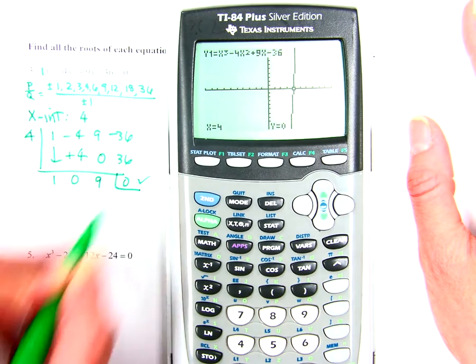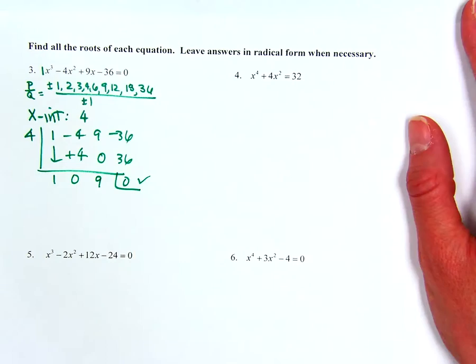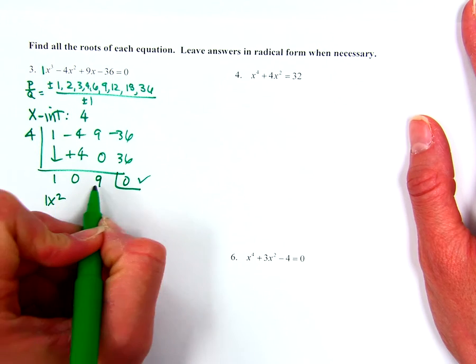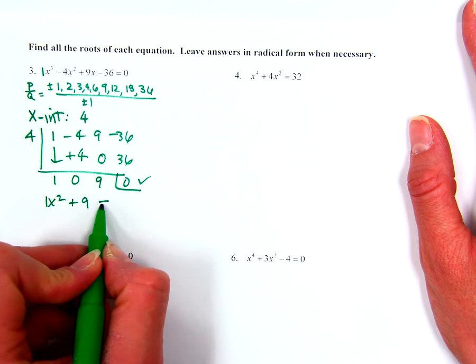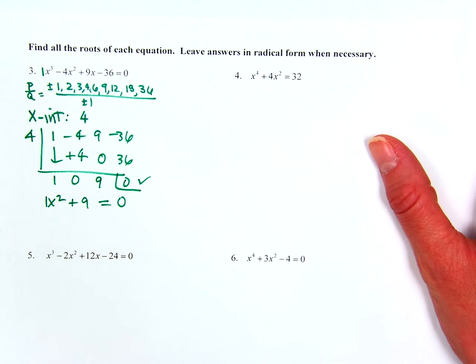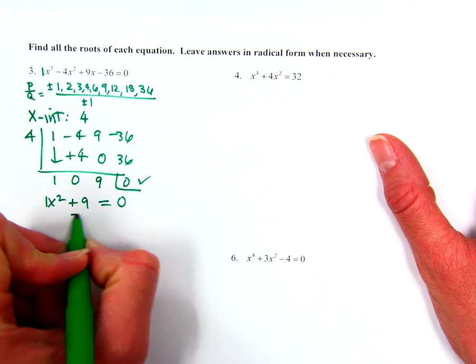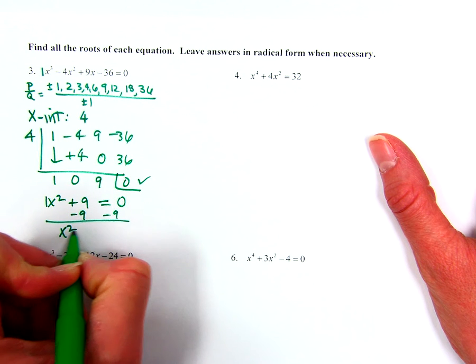Okay, and if 0 is my remainder, that's a good thing. Okay, so now this is 1x squared plus 9. Right, there's no x's. And I can solve this any way I want. So let's do the square root method. If I subtract 9, I get x squared equals negative 9.